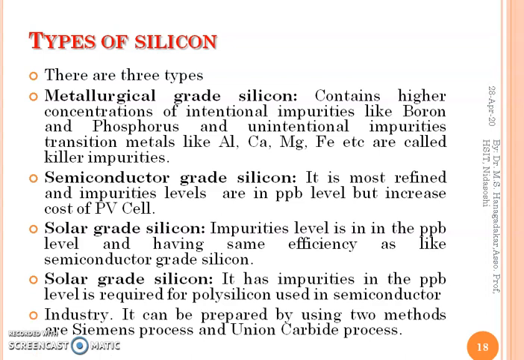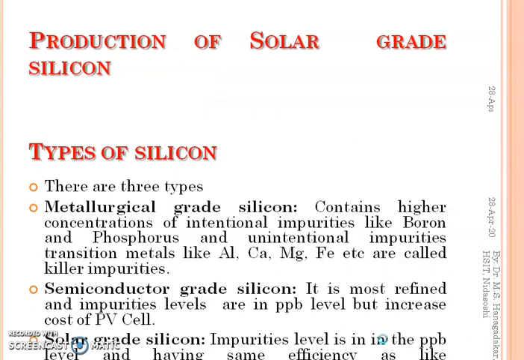Now we will discuss the ways in industry by which we get solar grade silicon, because solar grade silicon is the most viable form of silicon that we can use in the manufacture of PV cell units. In industry, solar grade silicon can be prepared by two methods. The first one is the Siemens process. The second one is the Union Carbide process. Both these methods are used for making solar grade silicon. But for your syllabus, you don't have the Siemens process; you have the Union Carbide process for making solar grade silicon.